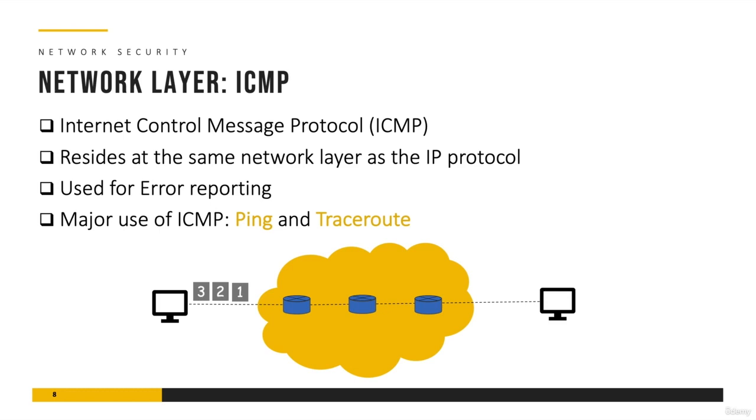So, for example, if I send packets over the internet and one of my packets gets lost, there will be an ICMP message sent to the source informing that your packet got lost. So this is the main purpose of the ICMP protocol. Whenever your packet gets dropped, that router is going to inform the source that your packet got dropped using the ICMP protocol.